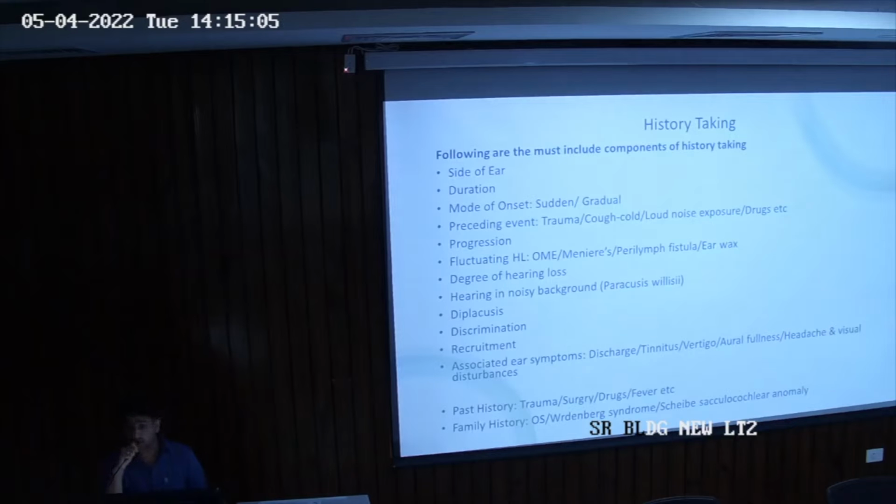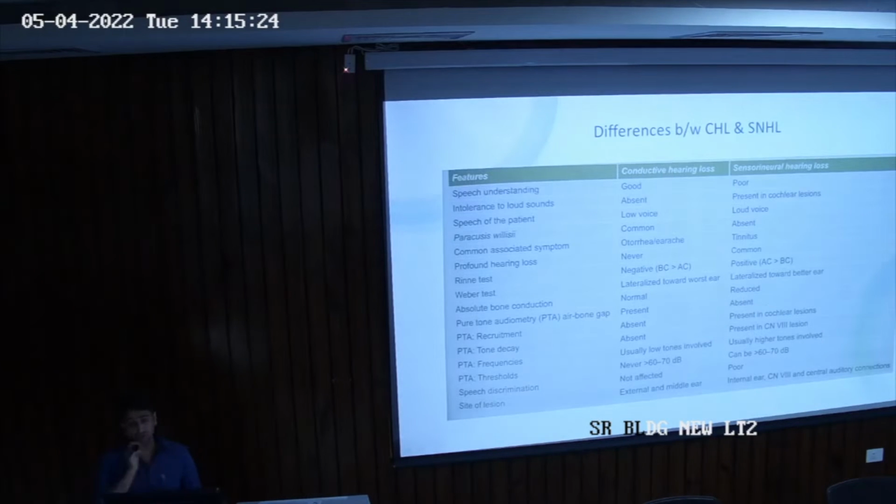The other important part is past history. Any history of trauma, surgery, drugs, fever, and family history, because hearing loss runs in families: otosclerosis, Waardenburg, sacculocochlear anomaly. So this table is very important for you guys. Please remember this.